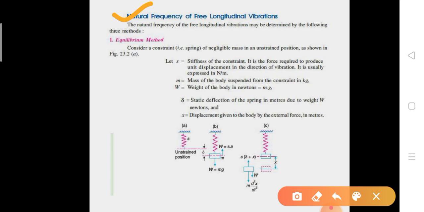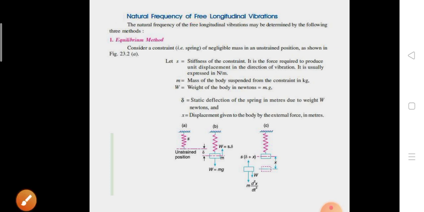So that value of frequency is called as natural frequency of that system. What is free vibration? Only initial displacement we are giving to the system. What is longitudinal? The vibrations which are occurring along the length of the shaft or along the length of the springs.